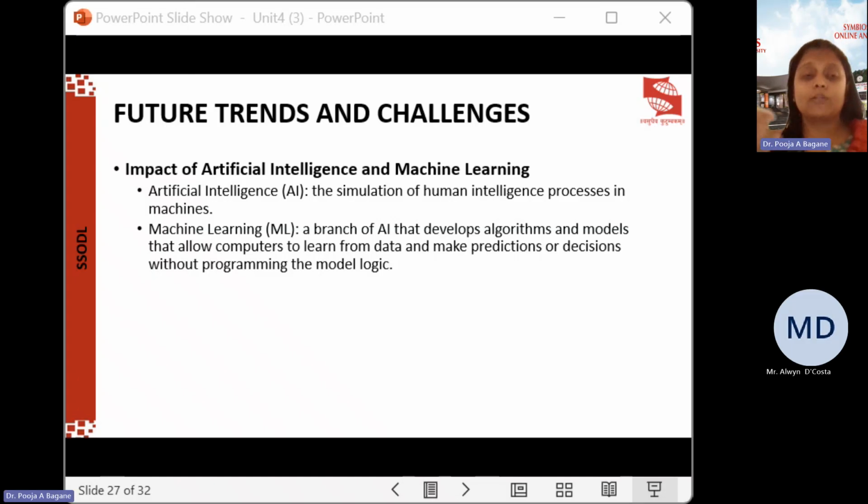And the next is machine learning. Machine learning is a subset of artificial intelligence which learns or trains from previous data and predicts for the future. And we can say that it develops algorithms and models which allow computers to learn from the data and make predictions or decisions without programming the model logic. So the most common ML algorithms are supervised learning algorithms and unsupervised learning algorithms, as well as reinforcement learning. Then there are some deep learning mechanisms also in the AI.